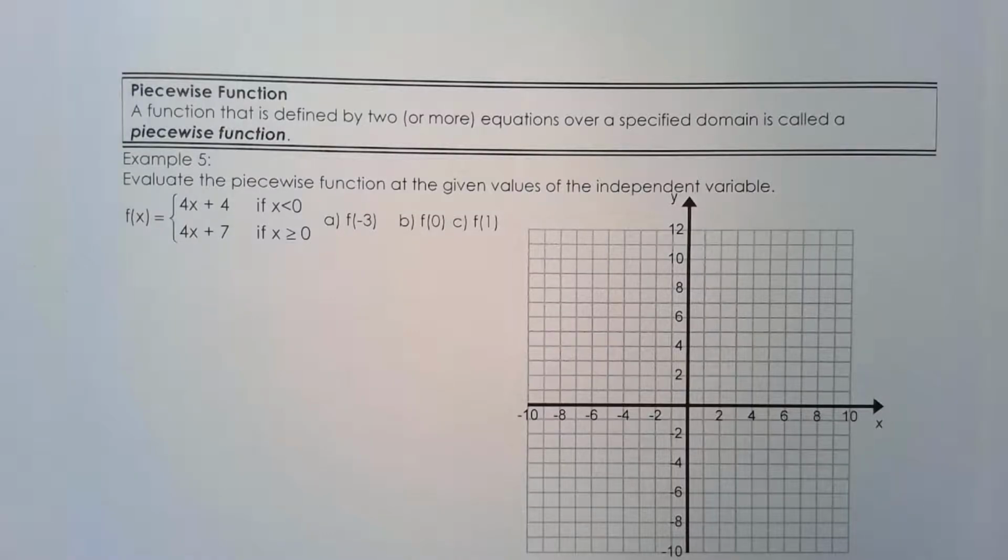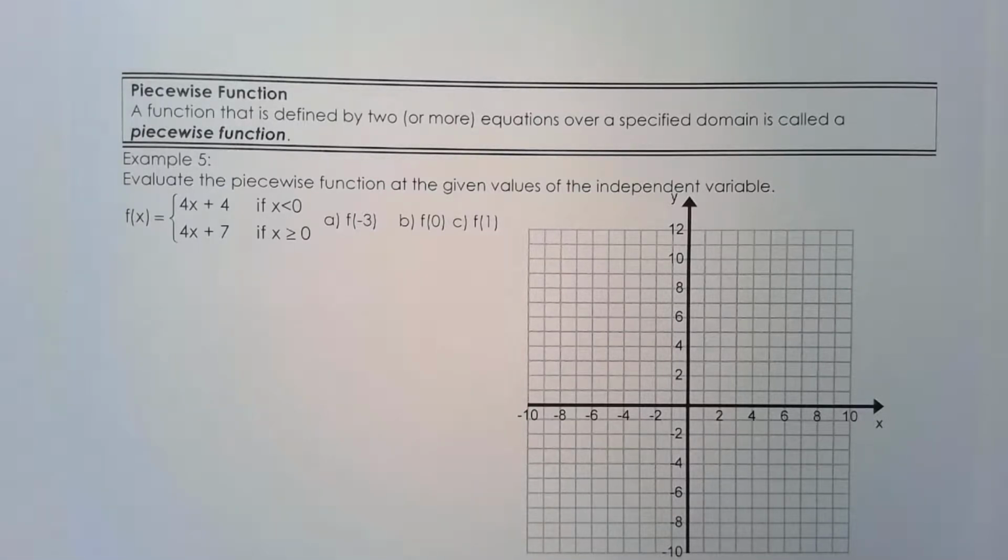All right, so we're going to look at what's a piecewise function. A piecewise function is a function that is defined by two or more equations over a specified domain. Okay, so they're going to give us some information about an equation, but with that information, they want us to highlight a certain part of that equation.